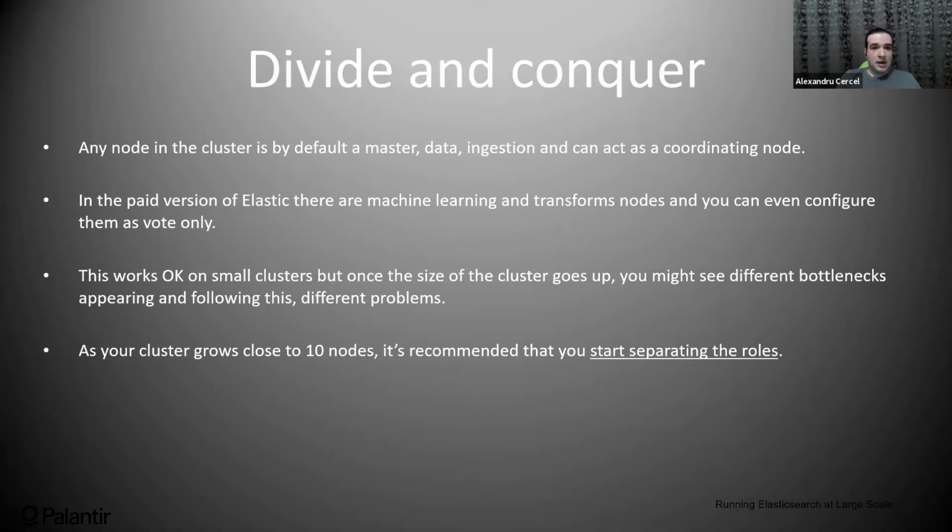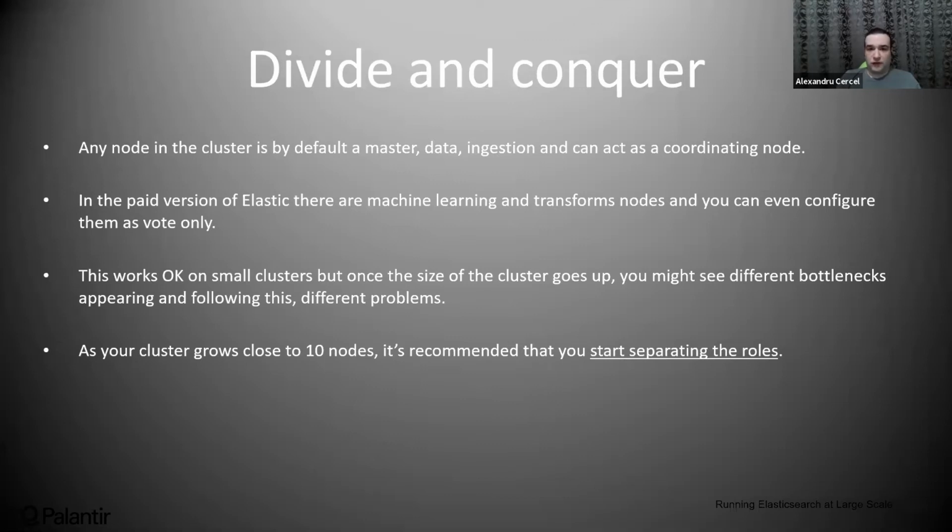Any node in a cluster, now we've moved on from the Great Balancing Act, we're talking about divide and conquer, so we're going to talk about node roles. In Elasticsearch, any node can take all the roles. So you can have master, data, ingestion, and it can act as a coordinating node. The paid version of Elasticsearch also brings machine learning nodes, transform nodes, and you can configure nodes to be vote only in case you need to have uneven numbers or you need to have a tiebreaker in the voting. So you can set vote only nodes.